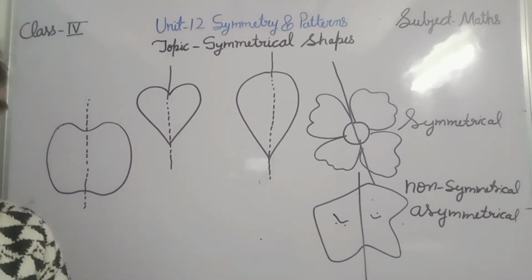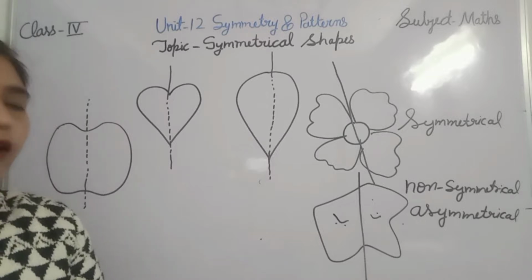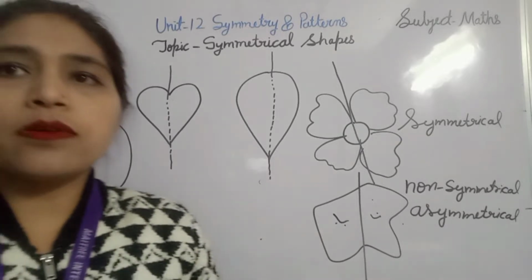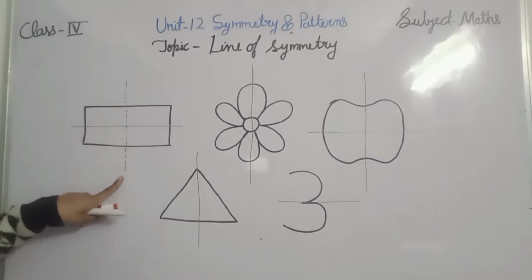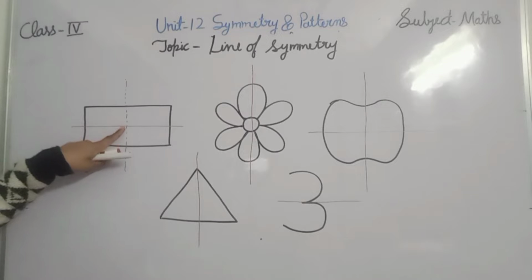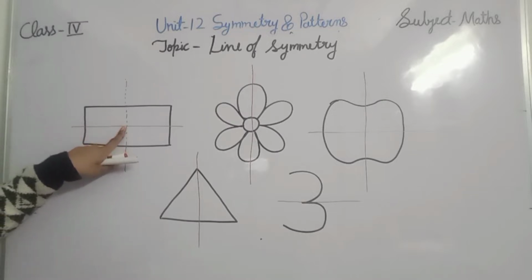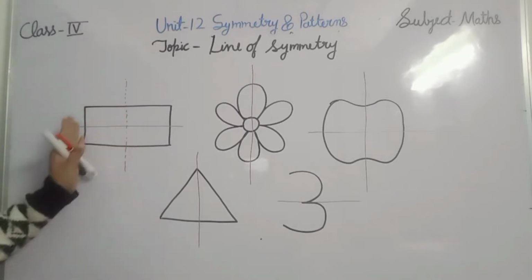So you have to color only the symmetrical shapes. Now come on to our next topic, line of symmetry. What is the line of symmetry? The line of symmetry can be defined as an imaginary line that passes through the center of the image and divides it into two equal parts.